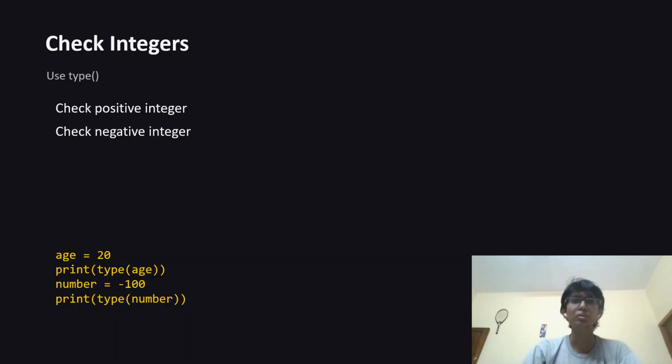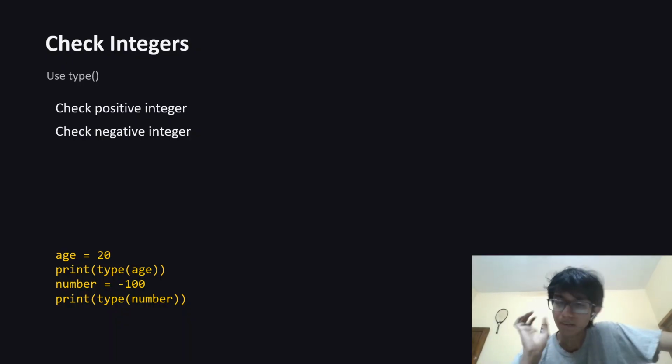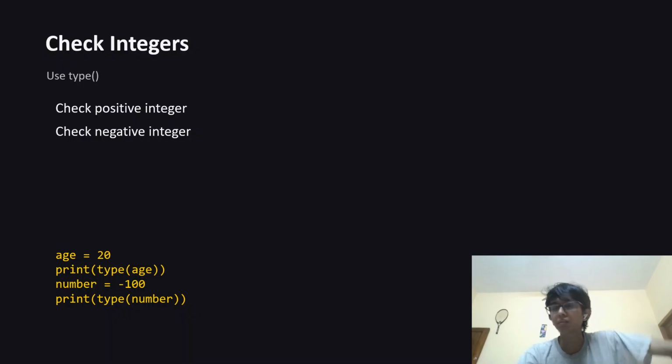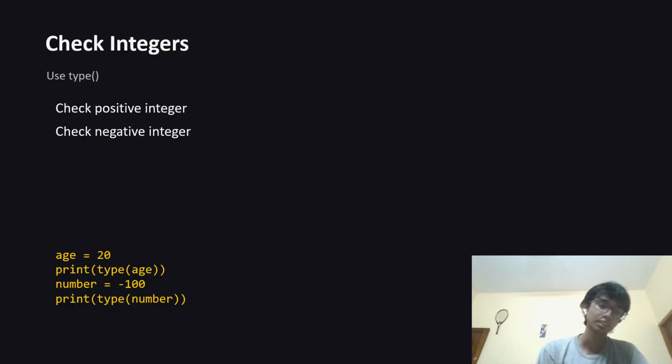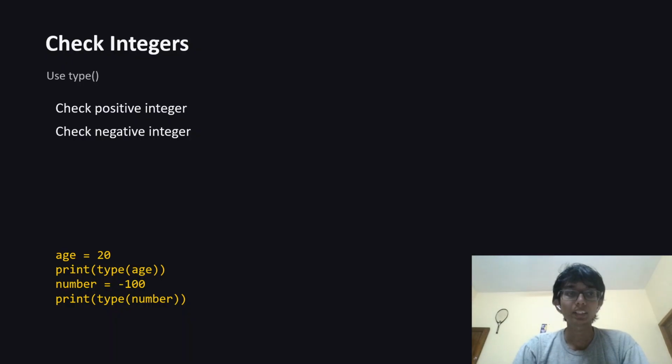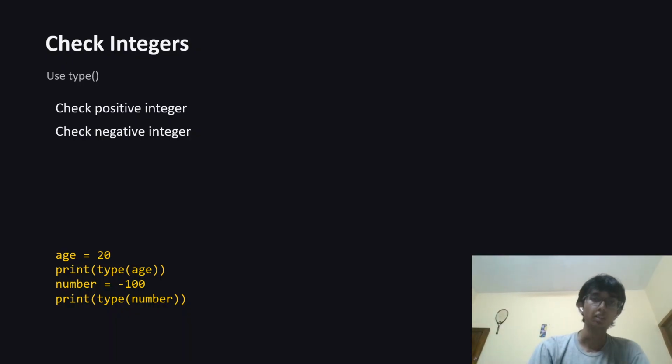Second is once again to use type. Any data type you want to check, you use the type function. It's an inbuilt function in Python. You don't have to make it. Custom functions in Python are something you make yourself, but type is already an inbuilt function. So you can always use that to check positive integers, negative integers, whether it's a string or not, all kinds of that.